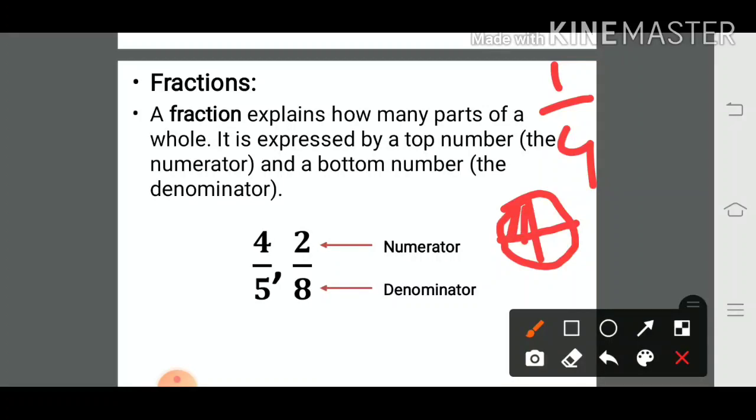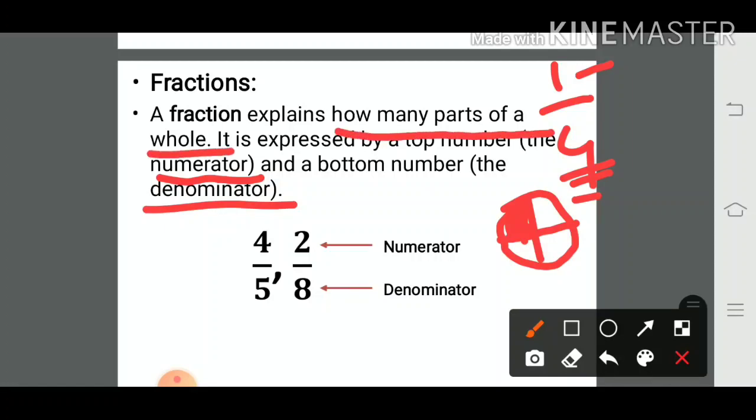Here, the denominator indicates that 4 parts are there, and out of that, 1 part, so it can be written like 1 upon 4, correct? Yes. So a fraction explains how many parts of a whole, and it is expressed by the what? I already told you, the top number is called the what? Numerator, okay, and the bottom number is what? Here it is 4, so 4 is called the what? Denominator. So a number which can be written in the form of numerator divided by denominator, that number is called a fraction. So a fraction explains how many parts of a whole, correct?